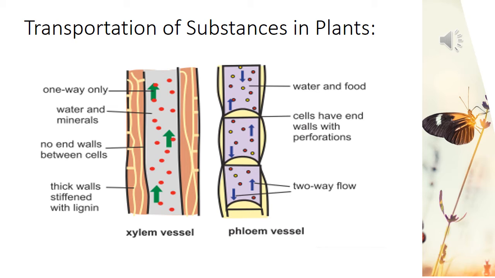The second diagram is of the phloem vessel, where the food that is prepared by the leaves is transported to different parts of the plant through this phloem vessel. If you see the arrow, it is bidirectional, so the content of phloem can move upward and downward. So the transportation of food is from leaves to other parts of the plant, and it goes down also and in the upward direction also.